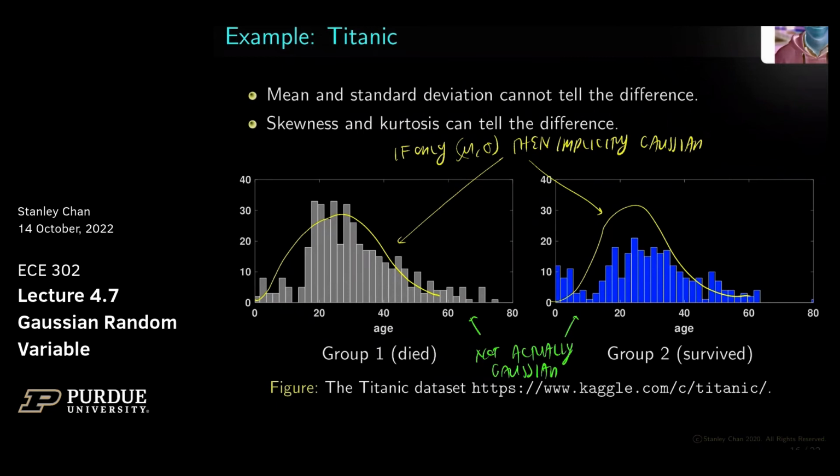You might even start thinking about other moments too. So we just said, if known to be Gaussian, then the skew and kurtosis would match. Okay.